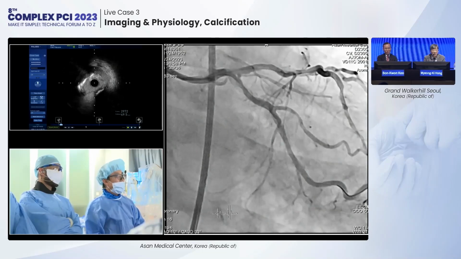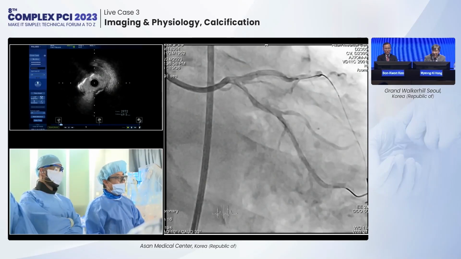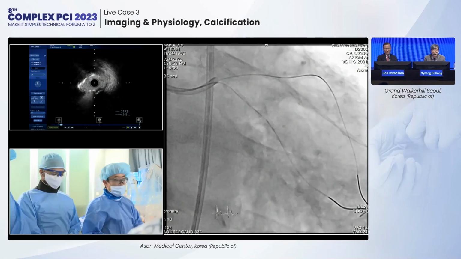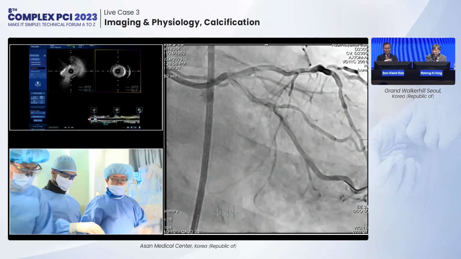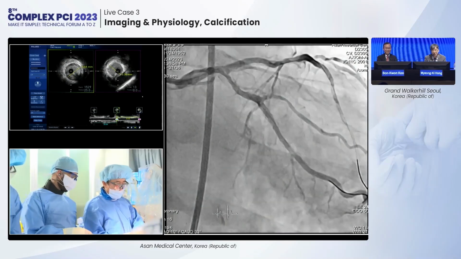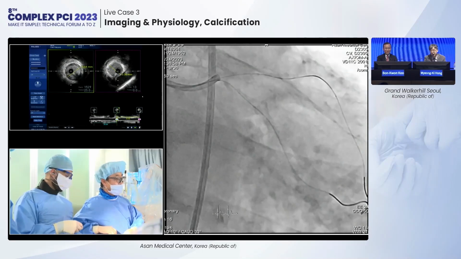So the sequence for the treatment vessel should be circ first. The reason why circ is first is that the stent should be extended from the left main. So circ first and then treat the LAD. And the second one is the educational point of view.